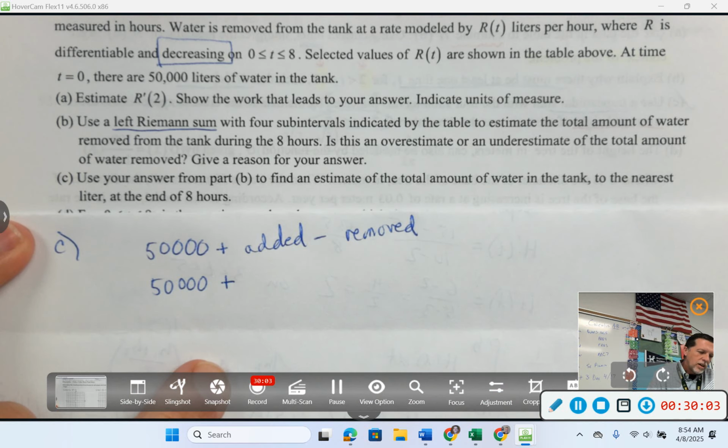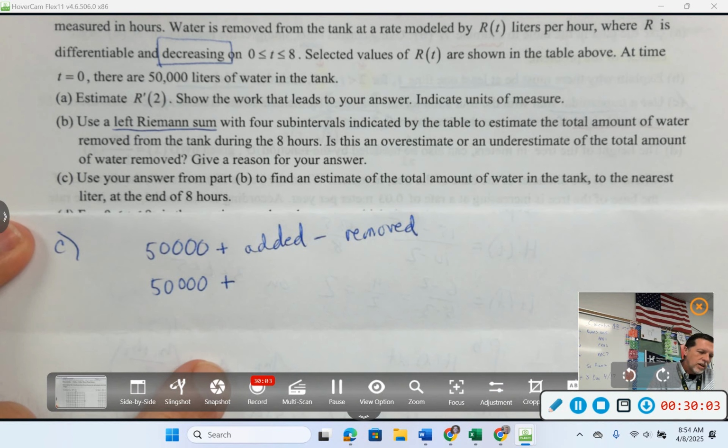Let's see. W of 0. Let's find the endpoints. Maybe that'll be good enough. E to the 0 is 1, so W of 0 is 2,000. W of 8 is 2,000 e to the negative 64 over 20. Oh, but we've got a calculator, so I can figure out what that is. Can't do that in your head? Give me an approximation of that. 81.524. Is that what was in your head? Perfect. 81.524.